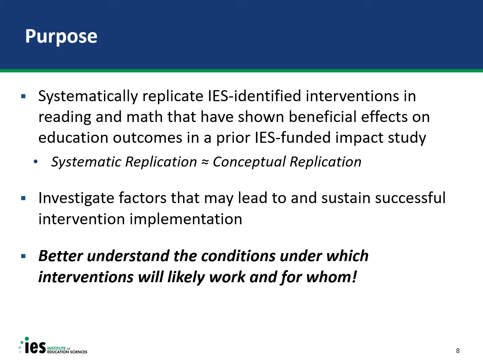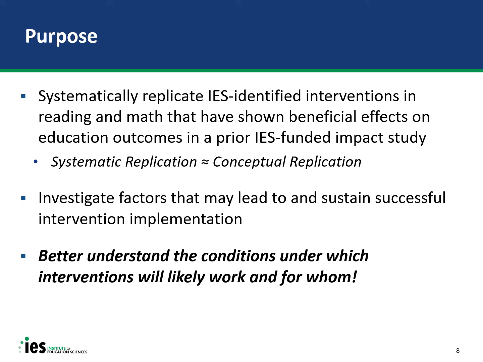As way of background, IES has funded over 300 completed studies that have tested whether interventions improve education outcomes. And while many interventions showed beneficial outcomes, a lot of them were tested under limited conditions, for example, in a single location, in a small number of settings, or with a limited group of educators or students, and have not been replicated since. Under this competition, IES intends to gather more evidence on these interventions to better understand the conditions under which they will likely work and for whom. We will do this by supporting systematic replication studies of IES-identified interventions that have produced beneficial effects on education outcomes in a prior IES-funded impact study.